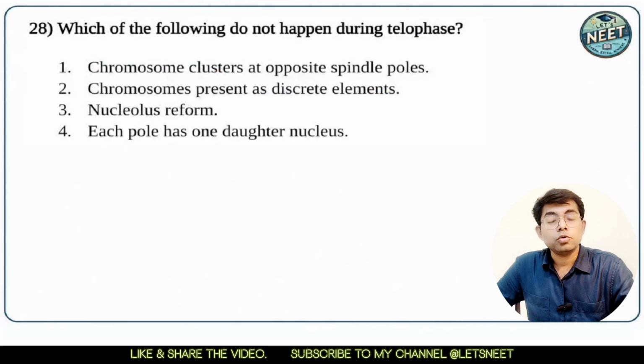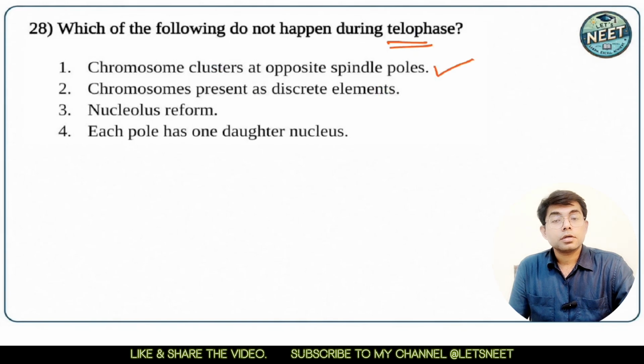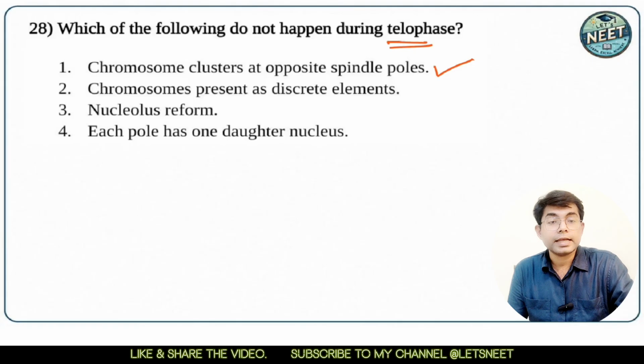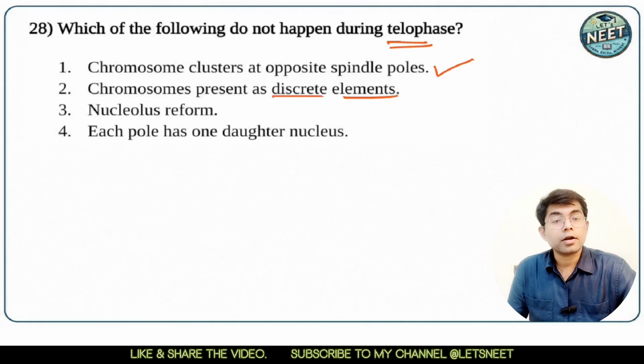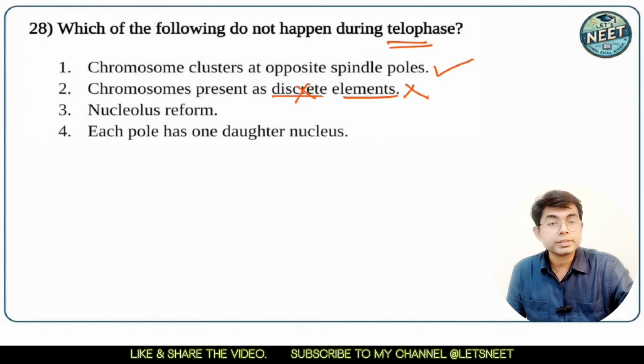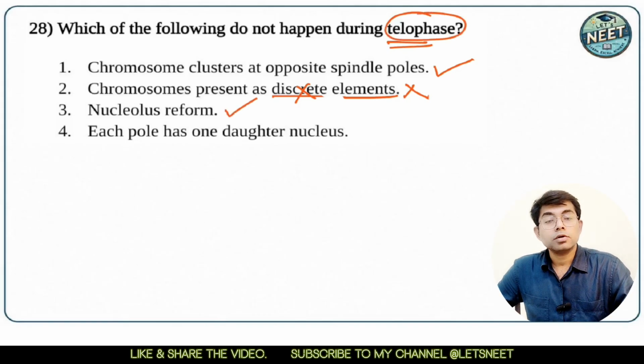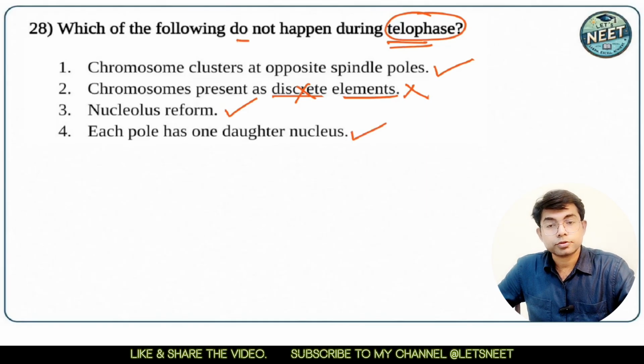Then which of the following do not happen during telophase? Chromosomes cluster at opposite spindle poles, correct? Chromosomes present as discrete elements. During telophase, they are not present as discrete elements because the individuality of the chromosomes is lost. Nucleolus reforms. During telophase, the nucleolus reforms, right? Yes. Each pole has one daughter nucleus. That is also correct. So the third one is wrong, right? So the second one does not happen during telophase.